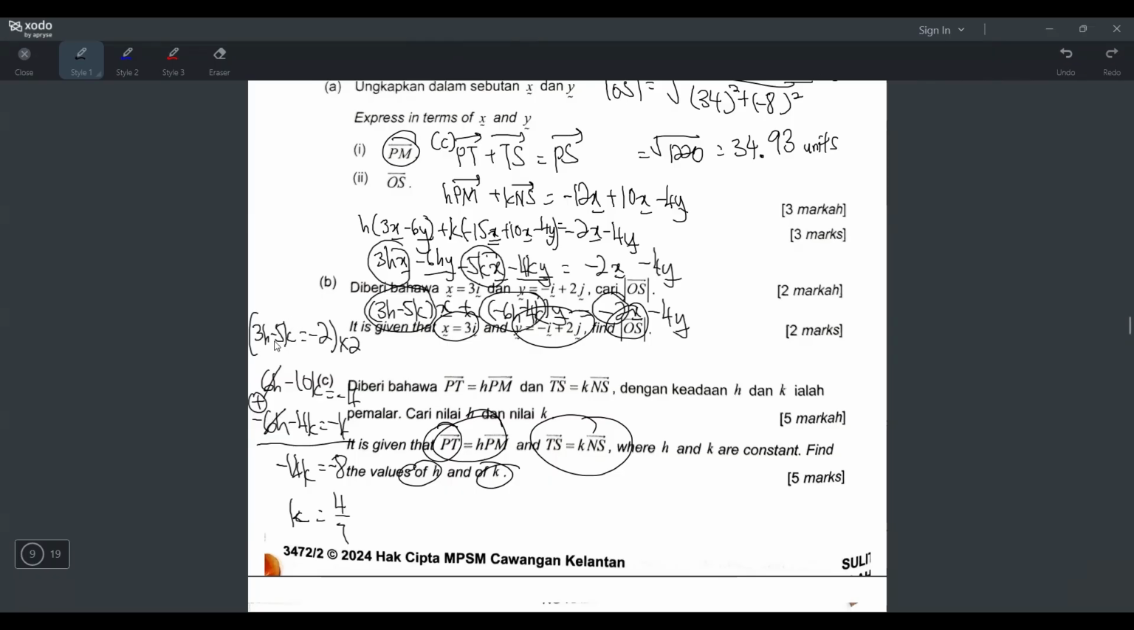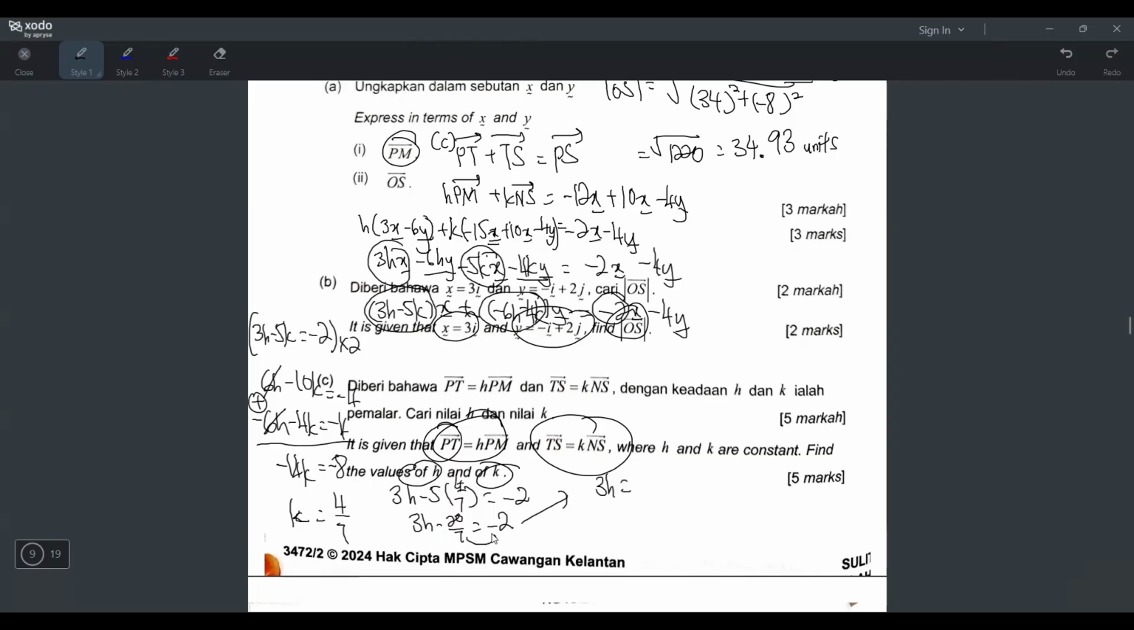So you just substitute back inside the equation. 3h minus 5k equals negative 2. And the k now you know already is 4 over 7. So now when you multiply, you get 3h minus 20 over 7 equals negative 2. And now you can find your h.